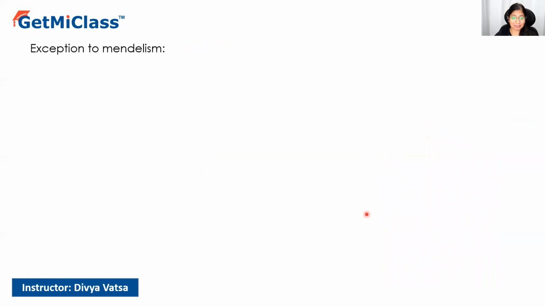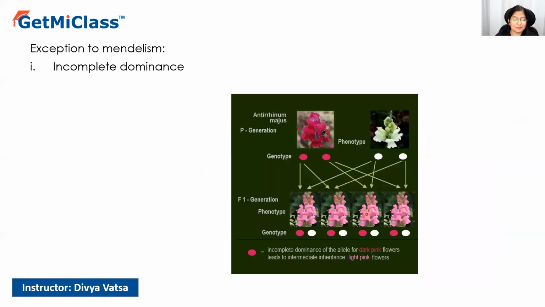So this was all about Mendel, where we studied the monohybrid and the dihybrid cross. Now what is all considered as the exception to Mendelism? Moving on to incomplete dominance. Now, incomplete dominance is important. Here you can see what Mendel said: that what is dominant will express itself in the F1 generation.